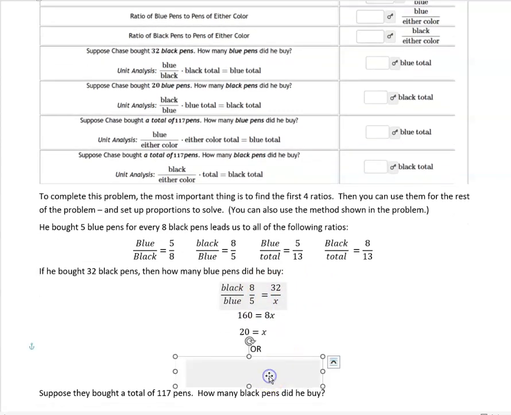Or if you want to do it the way that they do it, they're saying take your blue to black ratio and multiply it by the black total. So blue to black was 5 to 8, and the total for black was 32. If you take 8 into 32, you get 4, and 4 times 5 is 20. So that's the way that they show it up here, which is a totally great way, or you can just use a proportion. That's a fine way too, whichever way you think makes sense to you.